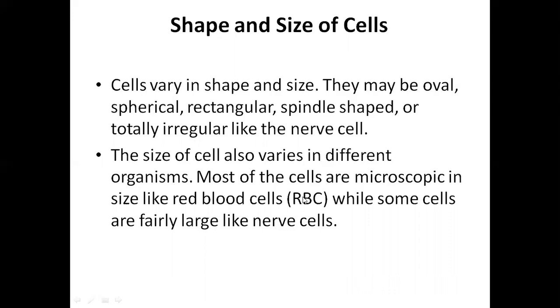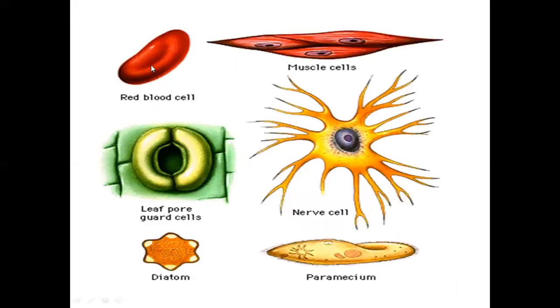Most of the cells are microscopic in size, like red blood cells, while some cells are fairly large like our nerve cells. Now, here you can see the structure of the red blood cell and the structure of muscle cell are totally different compared to the structure of the stomata, which is enclosed by the guard cell. Then the nerve cell, and here are microscopic unicellular organisms, the paramecium and the diatom.